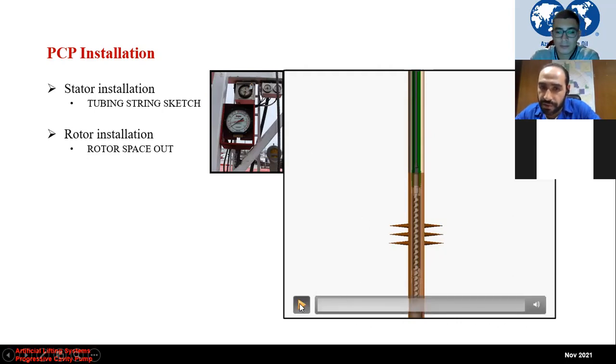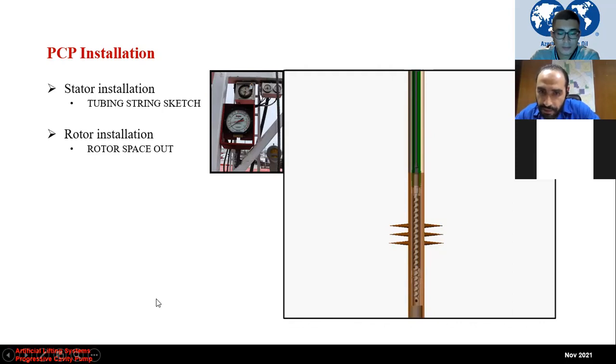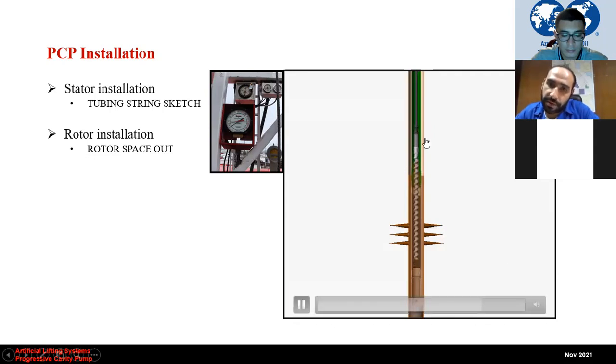Let's see how this works. Now the rotor is resting on the tag bar. We'll go up. Started to go up by the slack weight. Now we've got the full sucker rod string weight, and now he's picking up the certain distance, and now the pump is ready to be run. As you can see, the rotation has started. The rotor has started to rotate inside the stator, picking the fluid from the annulus and pumping into the tubing string.